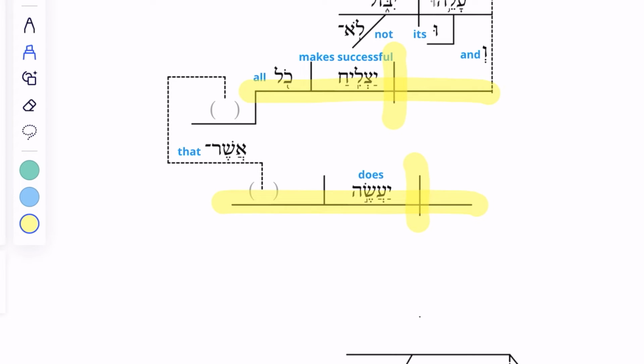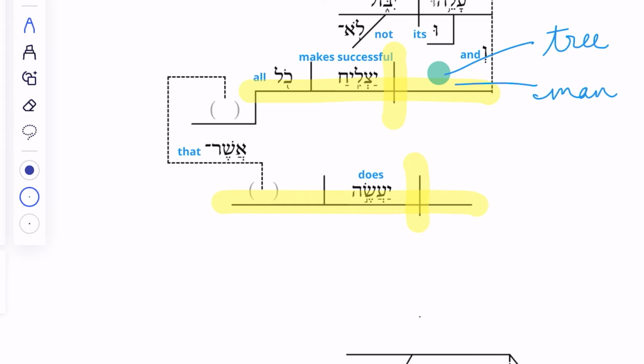As diagrammed here, the subject is implicit, and the nearest candidate is the tree, so it would be, "the tree makes successful all that it does." In participant analysis, we address whether it really is the tree, or whether it is the man who makes successful all that he does. Because the tree is a metaphor for the man, that's not too much of a stretch.